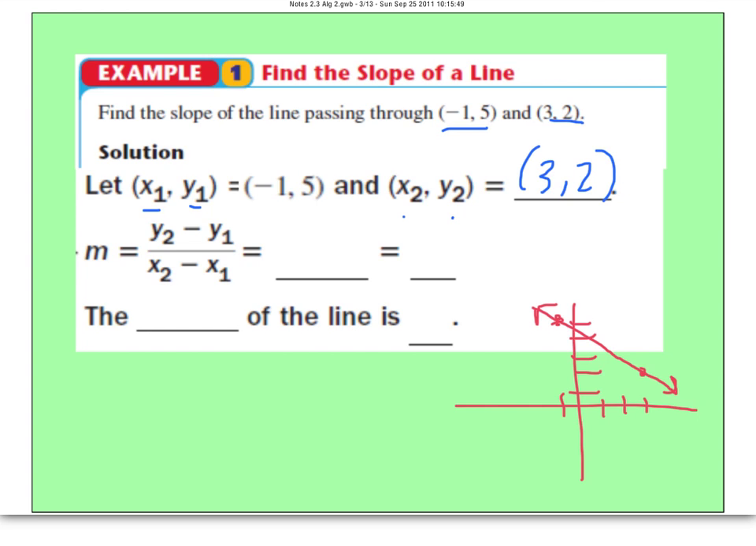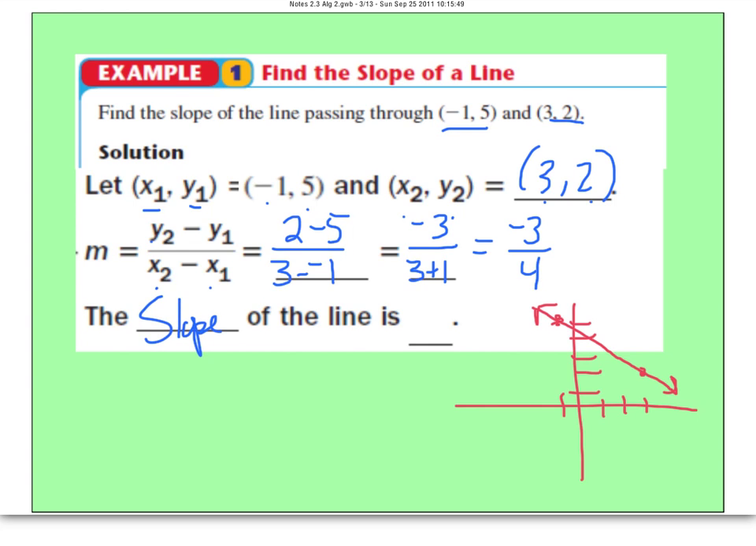So the slope is y2 minus y1, which would be 2 minus 5, over x2 minus x1, or 3 minus a -1. 2 minus 5 is -3. 3 minus a -1 really becomes 3 plus 1. So this becomes -3 over 4. So the slope of the line is -3/4.